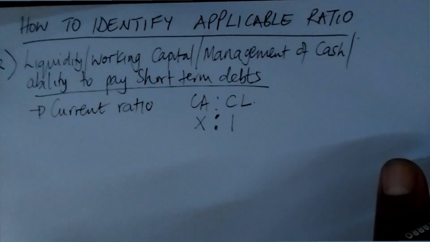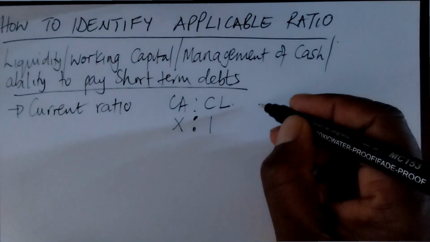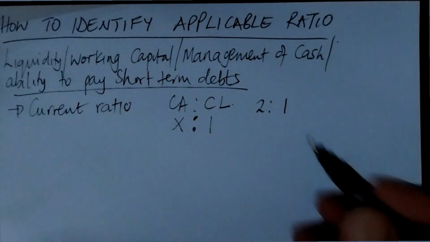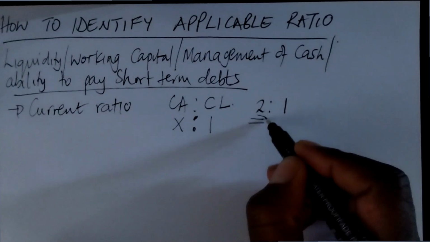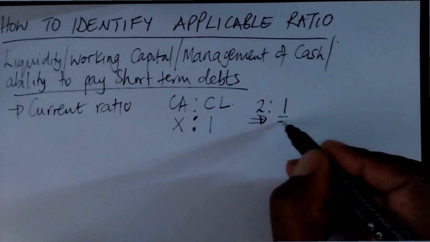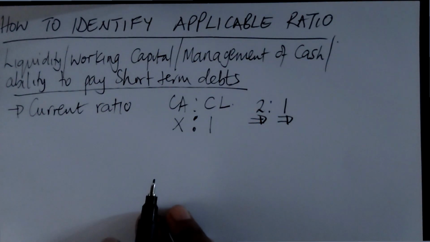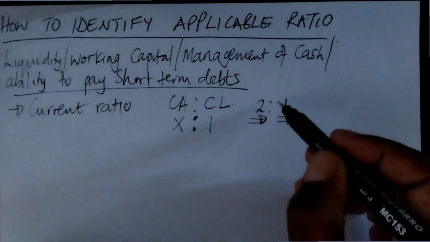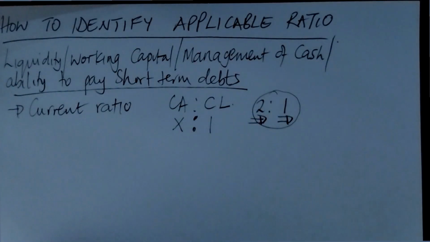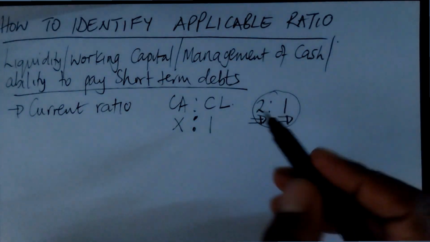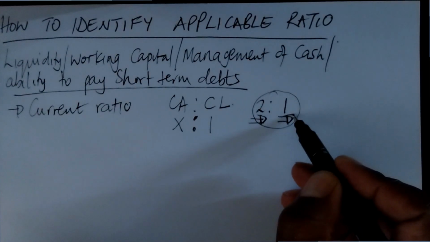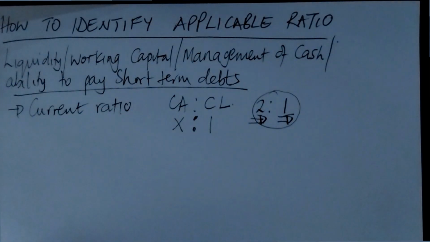So what are we saying? If I give examples here, let's say your ratio is 2:1. It means you've got 2 rands in current assets that is available to pay 1 rand in current liabilities. So which means this business here, according to that ratio, the business is liquid, because you've got 2 rands that you can use to pay 1 rand. So we say it's liquid.